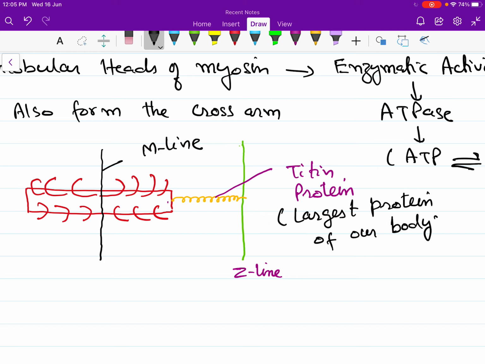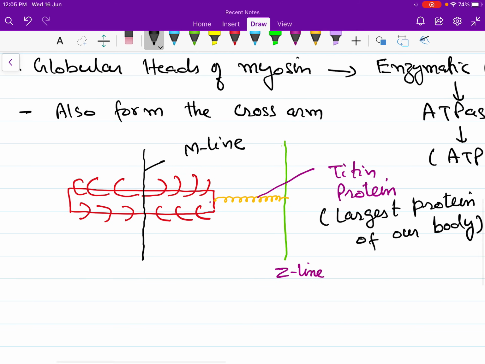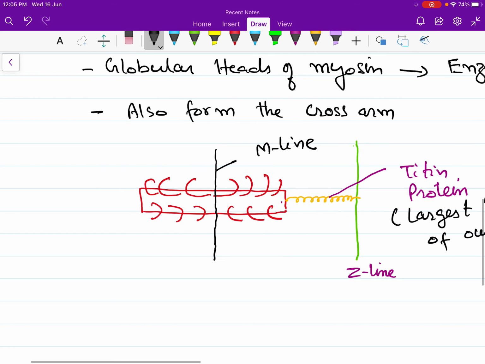It's the largest protein of our body and it is present between the Z-line and the thick filament, or the myosin proteins of the thick filament. So this was about the myosin protein.